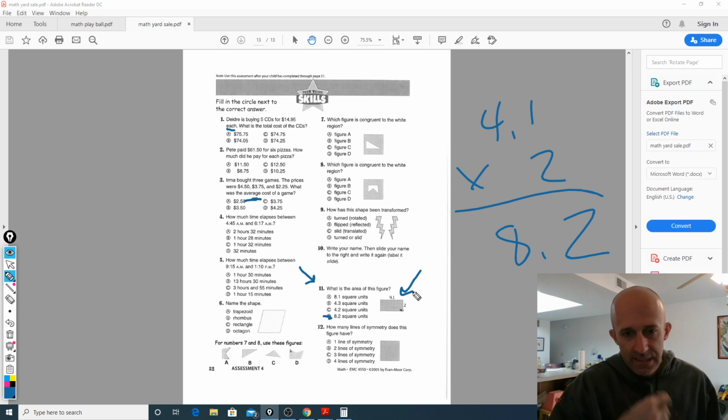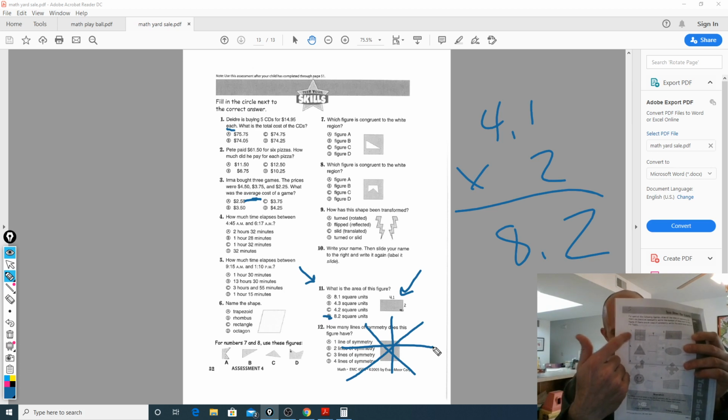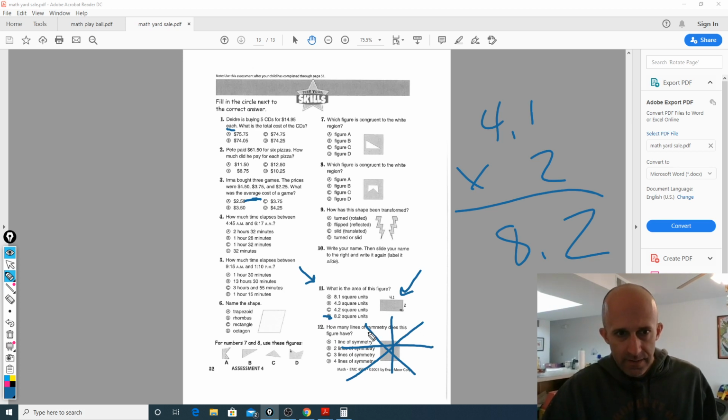Then finally here, how many lines of symmetry does this figure have? Does this square? It's 1, it's 2, it's 3, and it has 4 lines of symmetry. And for those of you astute visual people, know that there was the answer right there. Hopefully that gives you a little bit of that.